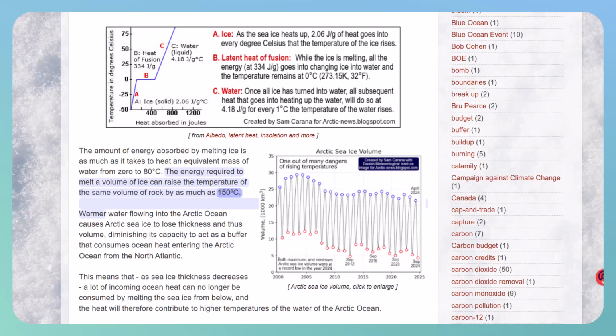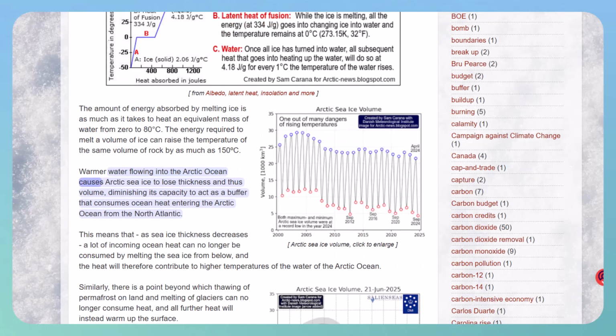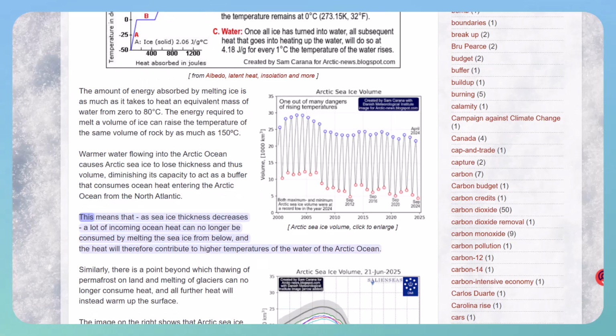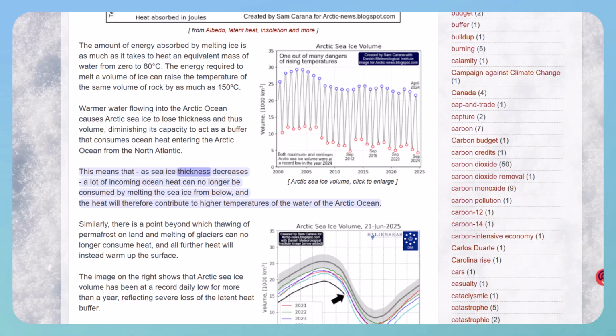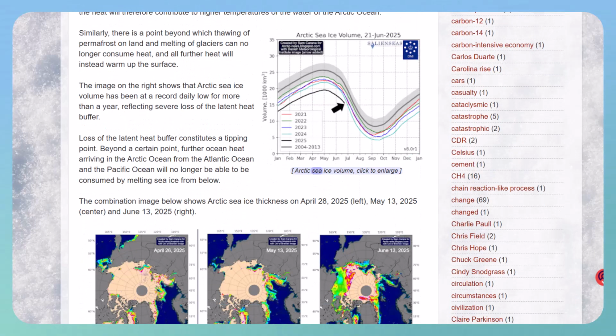Warmer water flowing into the Arctic Ocean causes Arctic sea ice to lose thickness and thus volume, diminishing its capacity to act as a buffer that consumes ocean heat entering the Arctic Ocean from the North Atlantic. This means that, as sea ice thickness decreases, a lot of incoming ocean heat can no longer be consumed by melting the sea ice from below, and the heat will therefore contribute to higher temperatures of the water of the Arctic Ocean. Arctic sea ice volume, click to enlarge.